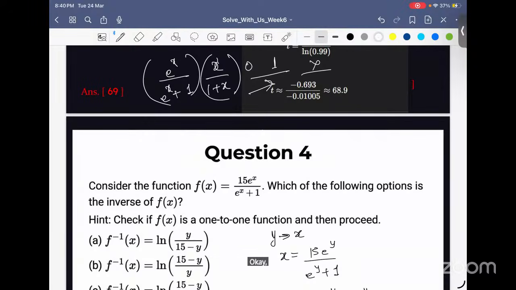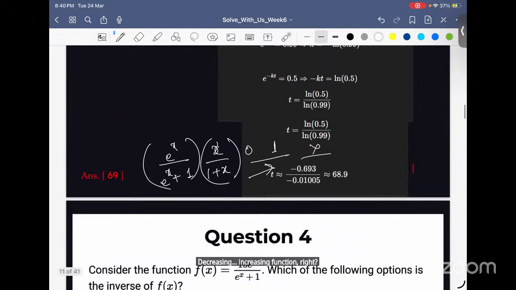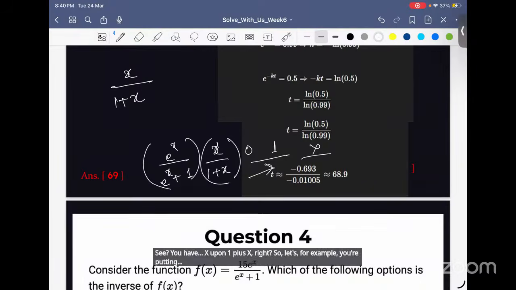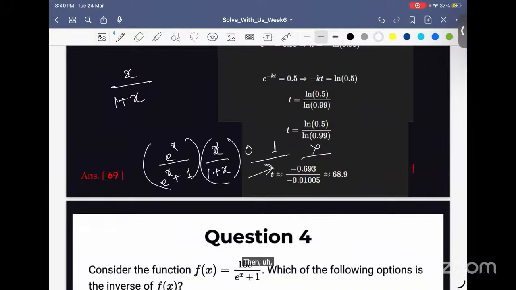Okay, sir. See, x, otherwise by... we can, 1 plus x. No? So upon 1 plus x, right? So let's, for example, you are putting... sir, we can find f of x1 equal to f of x2 in that way also. Then if x1 equals x2, then it would be considered as 1-to-1.